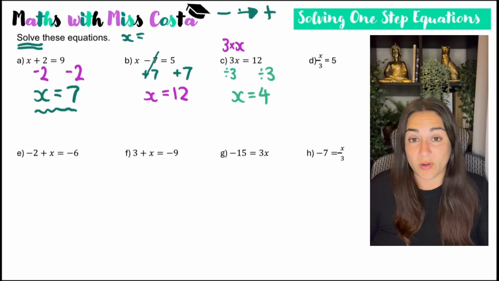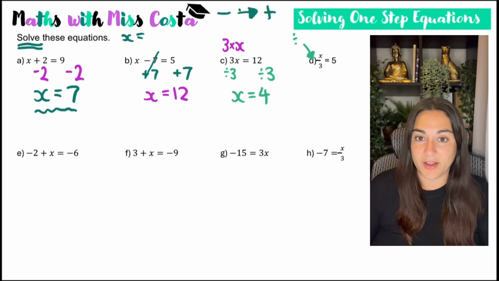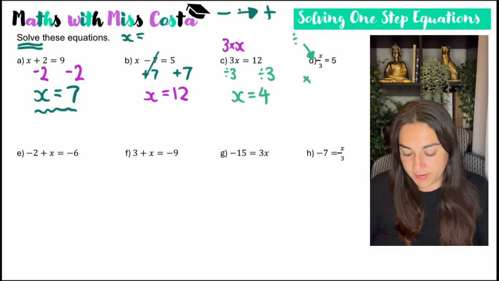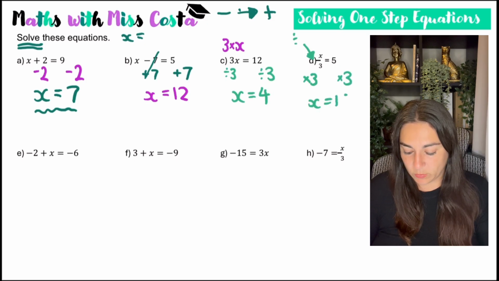Now over here we've got a division. Remember, this line here means divide. So something divided by 3 is 5. The inverse of dividing is multiplying. So I'm going to multiply both sides by 3. So I'm going to be left with x equals 15.